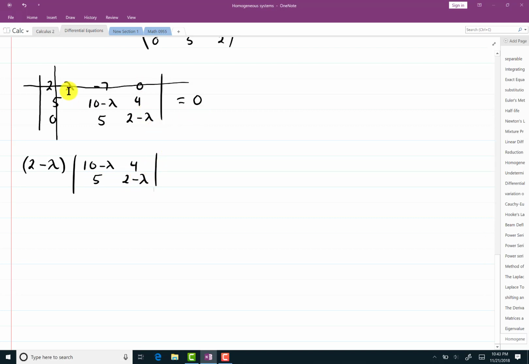And then I move on to the next item in the column. Of course, you can go across the row too, it's no big deal. So let me go ahead and erase these lines. Now I'm going to go down and move on to 5. You also have to change the sign as you go. So now I will get rid of the row that 5 is in and the column that it's in. And I'll have negative 7, 0, 5, 2 minus lambda.